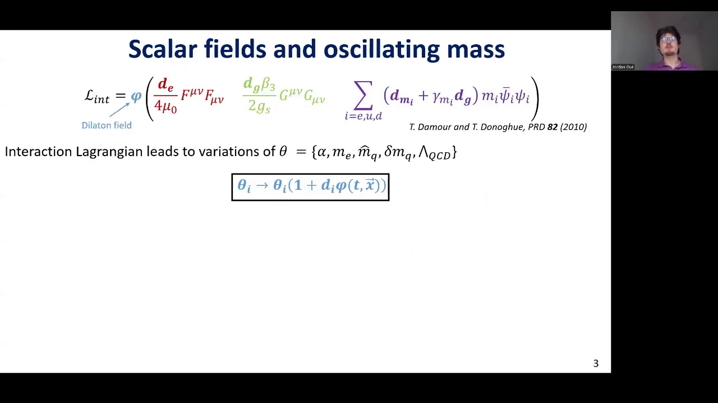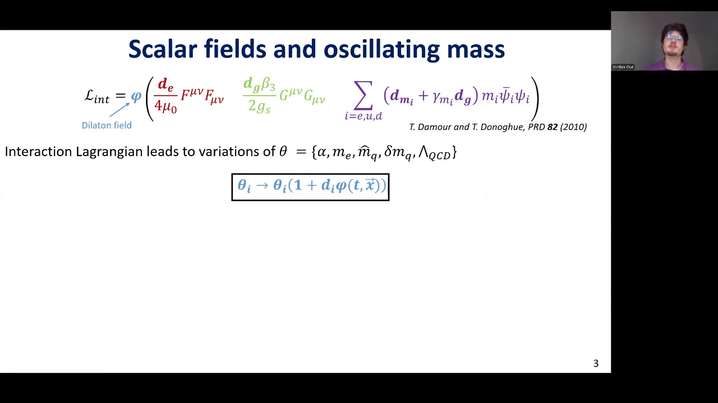Now, let's look a bit more into the dark matter candidates specifically. Here I would be interested in a pure scalar field, the dilaton field phi, which is linearly coupled to the standard model this way. In different colors, you have different standard model sectors, and the various d's are coupling constants. Now you can show that this interaction Lagrangian leads to variations of several fundamental constants of nature: the fine-structure constant alpha, the electron mass, and several linear combinations of the light quark masses.